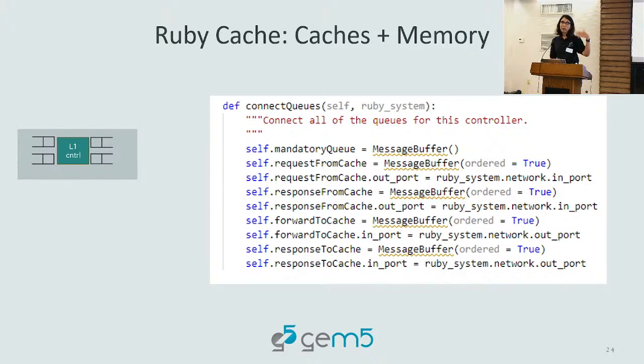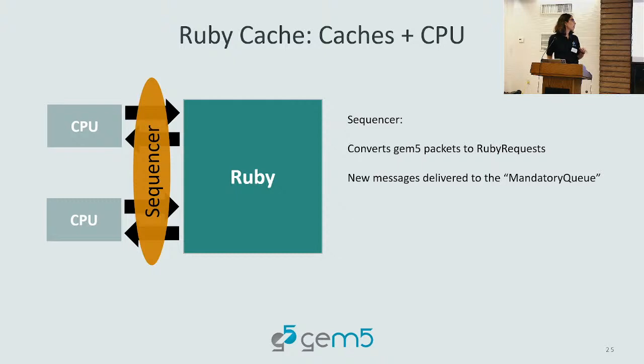To use Ruby with the current existing coherence protocols that we have currently with gem5, all you have to do is connect these message buffers to the right ports. So we have a Ruby system, we define different controllers inside of that Ruby, and we connect the ports together somehow.